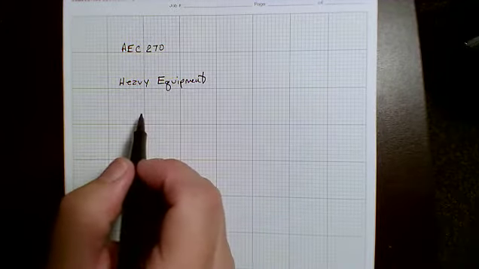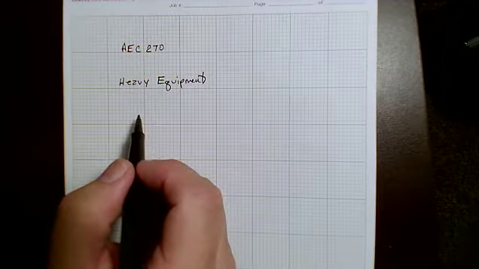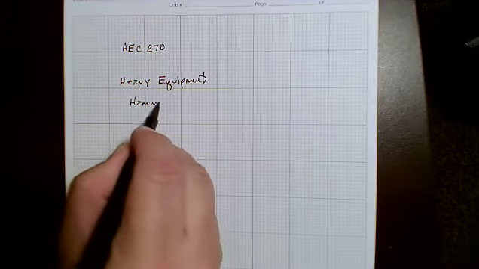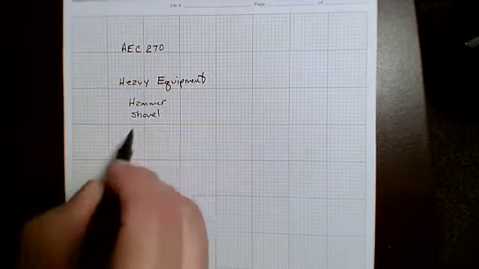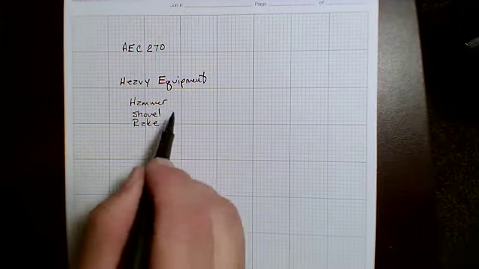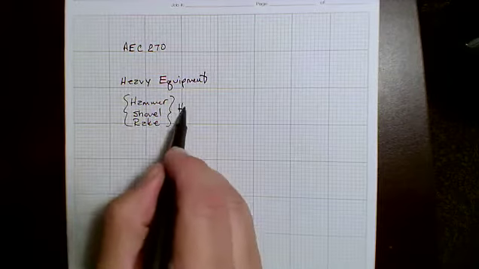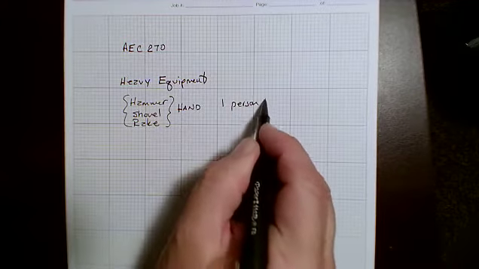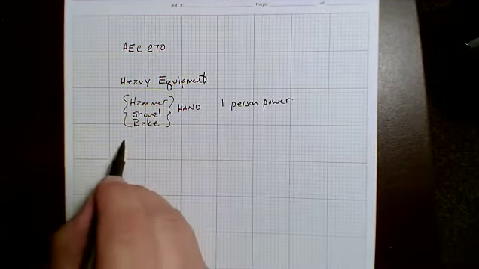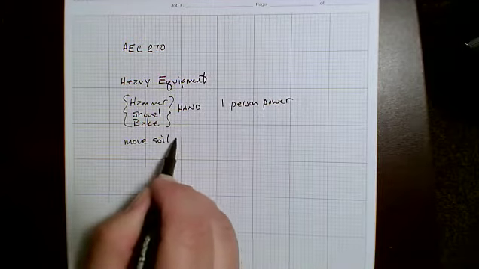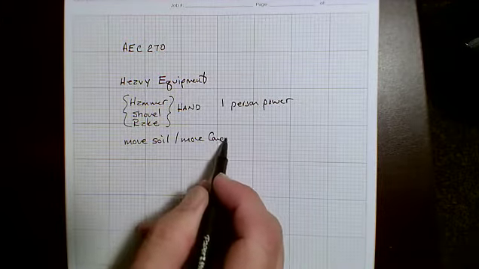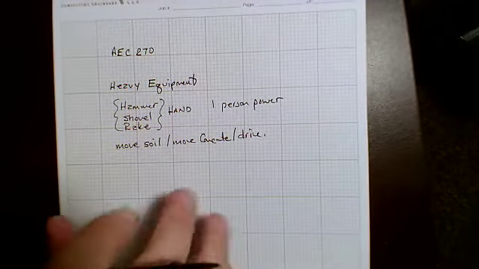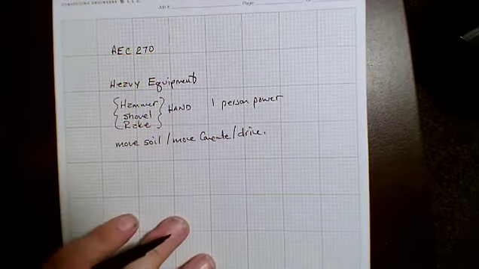to perform construction tasks. Now, we've already taken light construction methods, so you've seen things like a hammer that you hold in your hand. You probably know what a shovel is. You probably know what a rake is. And all of these tools can be used by hand. They operate on one person power, which is not very much, and they are used to move soil, move concrete, drive nails, drill holes. You can imagine the number of things that you can do with hand equipment.